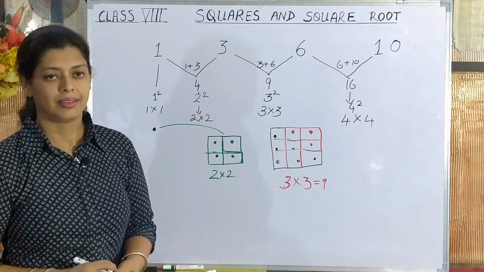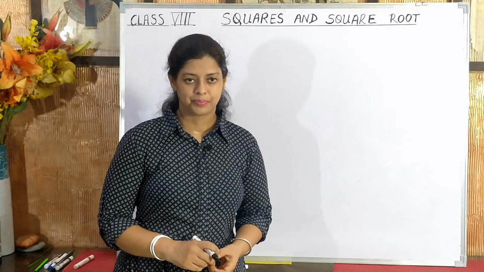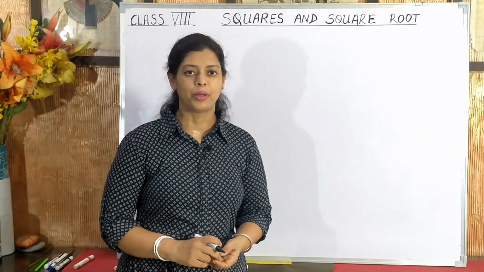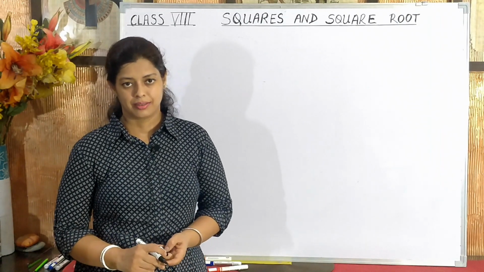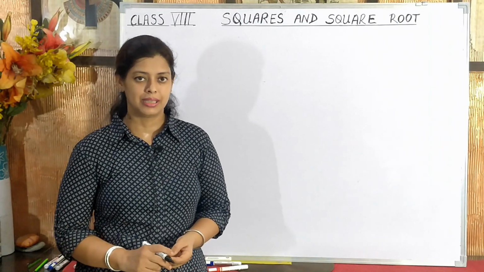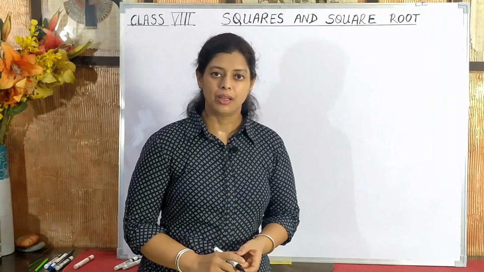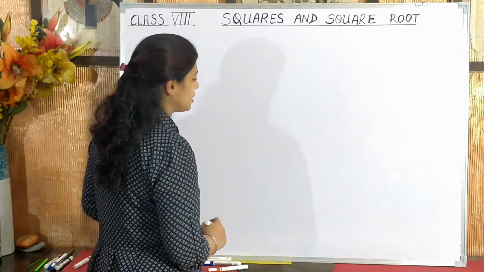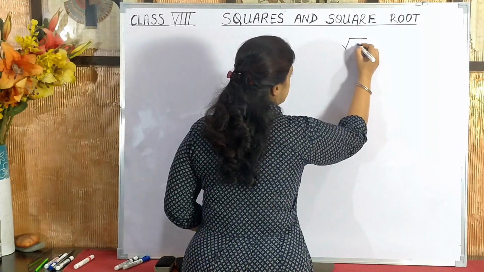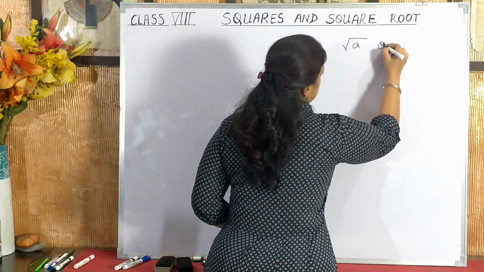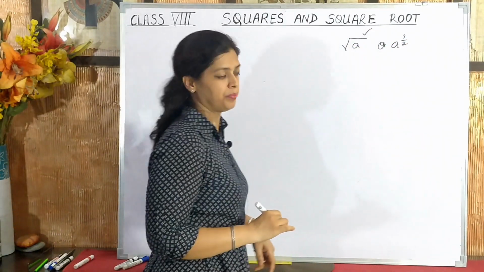Now we will discuss square root. Now I will explain what is square root. Just as the inverse or opposite operation of addition is subtraction, and of multiplication is division, similarly, finding the square root of a number is the inverse operation of squaring a number. I will explain this with a few examples. And the sign to find the square root of a natural number a is the radical sign, or I can write this as a raised to the power of half. But generally we use this sign.